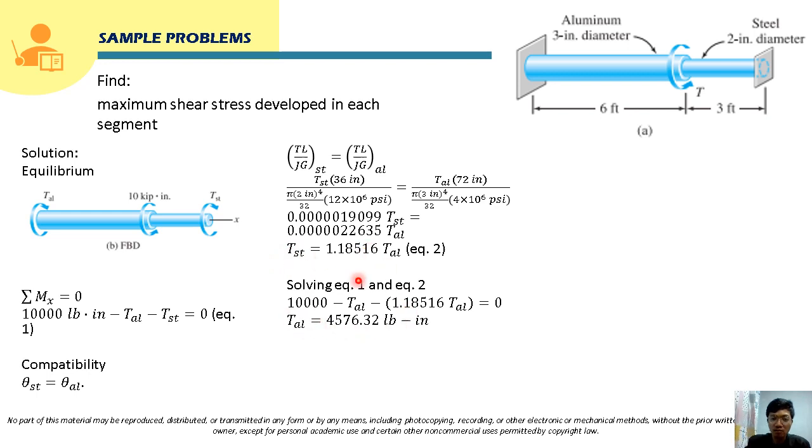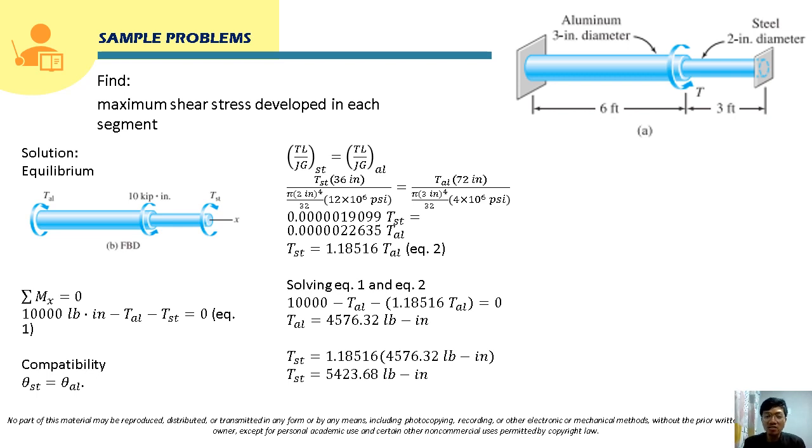Okay, so after that, class, we can now solve for the torque in the steel segment by substituting this computed value of TAL here. So TST will now become 5,423.68 pound-inch. So class, the values of the torque in the aluminum segment and in the steel segment are both positive here. So that means that our assumption that the torque in aluminum and steel are both clockwise is a correct assumption. They are really clockwise. Okay?